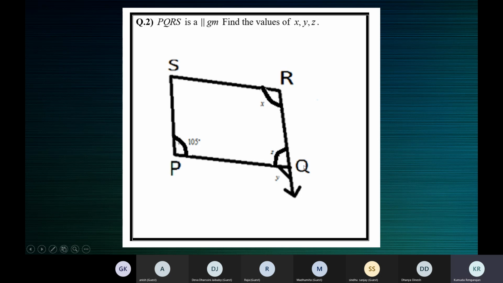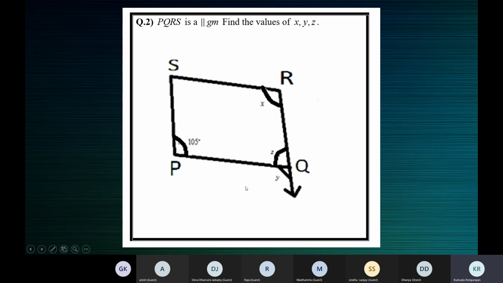See it? PQT and PQR. So these two angles, PQT and PQR, lie on the straight line RQ. So their sum is 180, linear pair.